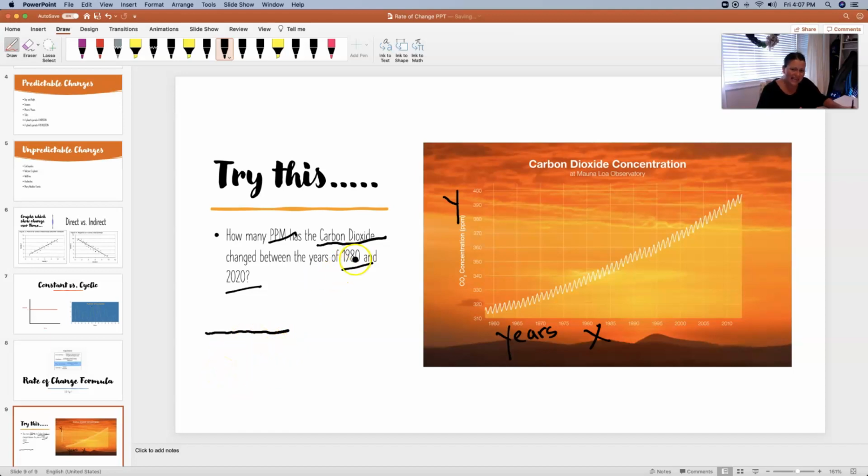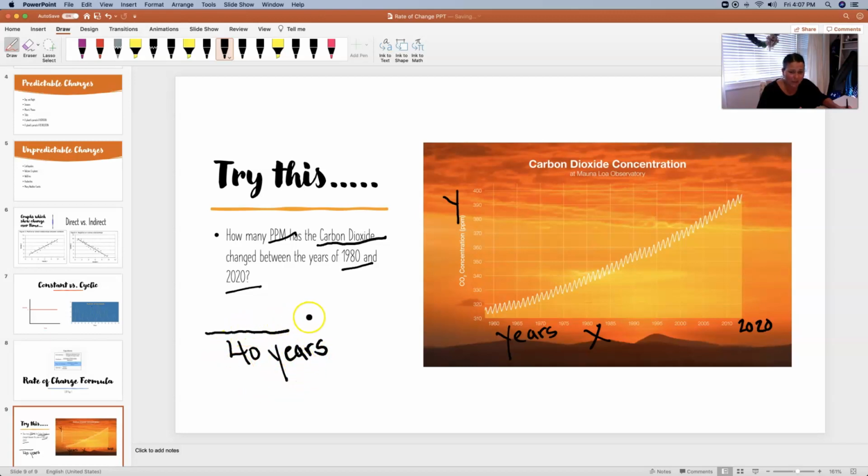From 1980 to 2020, I could even use my graph to look at this, but I am going 40 years. From 1980 to 2000 is 20 years, and from 2000 to 2020, which is the last part of this graph, they didn't even label it 2020 right now, that's a 40-year difference. So 40 years would be on the bottom of my division problem.